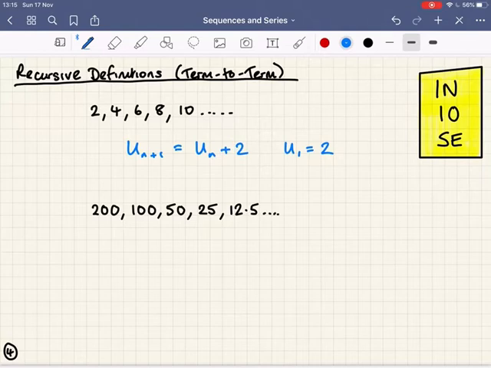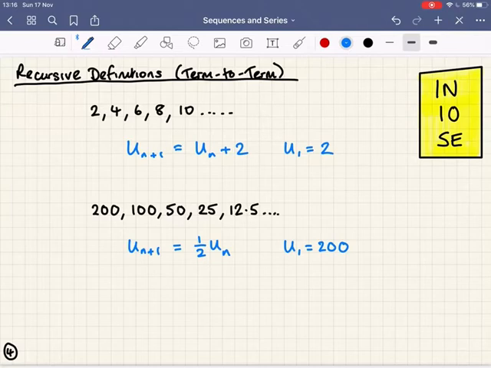The second one, a little bit more difficult, but again, I can say that the next term, un+1, is always equal to half of the previous term. So un+1 is always equal to half of un. And again, I need to know the first term in order to be able to write this sequence. Otherwise, I don't know where to start. So those are term-to-term rules, but I think you'll agree they're a little bit unwieldy because I need to know the first term and I have to build up the sequence from the start.